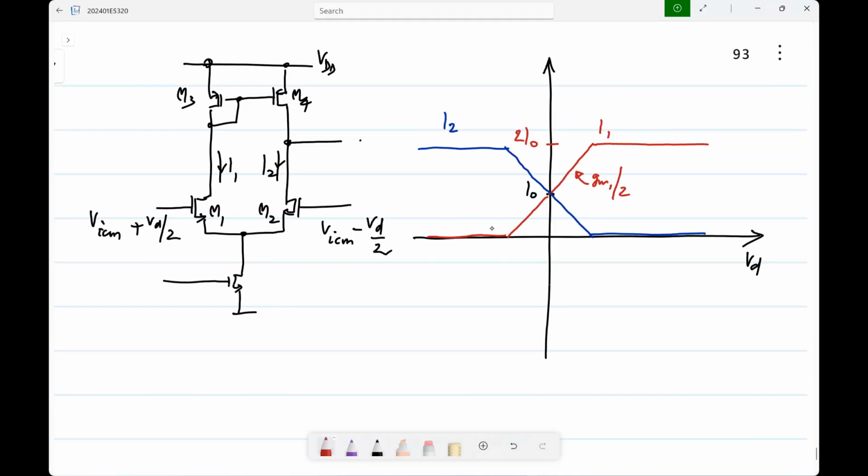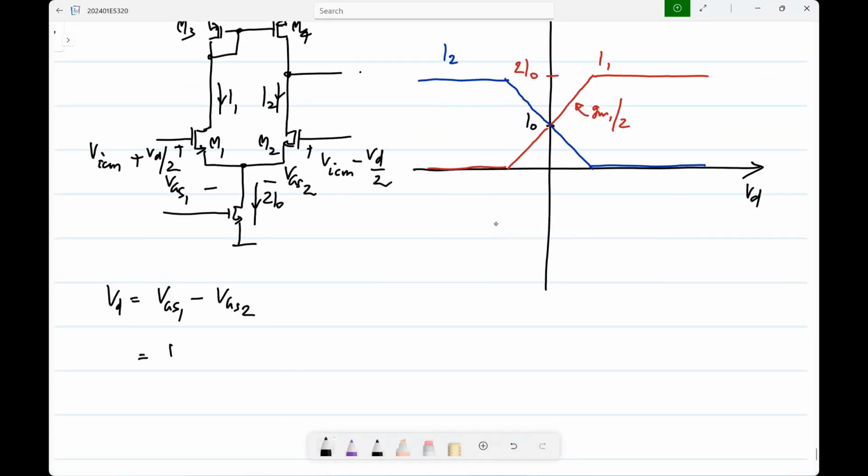Okay. But can you look at the circuit and tell me, I mean, what is the value of VD at which one of the transistors just cuts off? How do you find out? Right. So what happens is that I1 goes on increasing, I2 goes on decreasing. At the point when M2 just cuts off, M1 will have a current of 2I0. M2 will have a current of 0. So what will be the VGS of M1? So what is VD? VD is just VGS1 minus VGS2, right? This is VGS1, this is VGS2. So what is VGS1 when M1, the current in M1 just reaches 2I0?